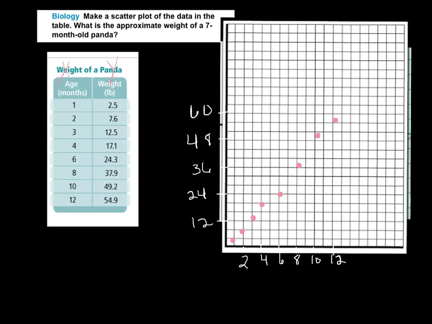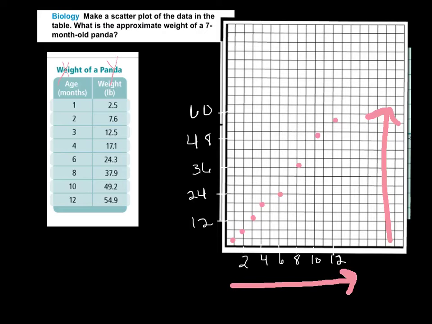Okay, so this one, positive or negative correlation or no correlation. Okay, this one is a positive correlation because as the age of the panda increases, okay, so does the weight of the panda. Okay, so this is a positive correlation.